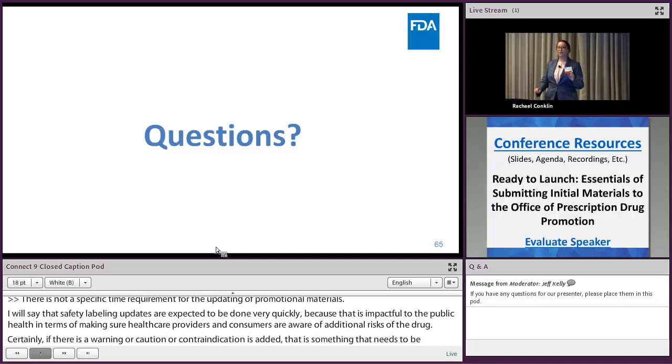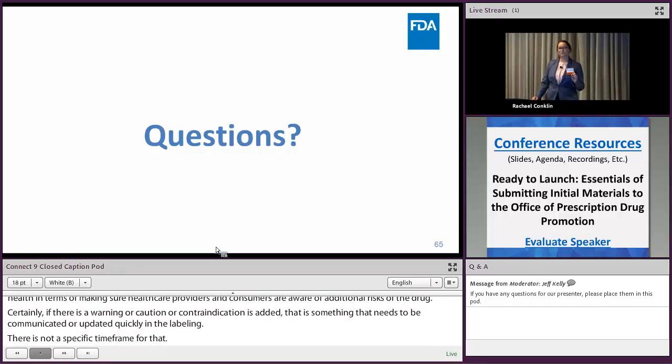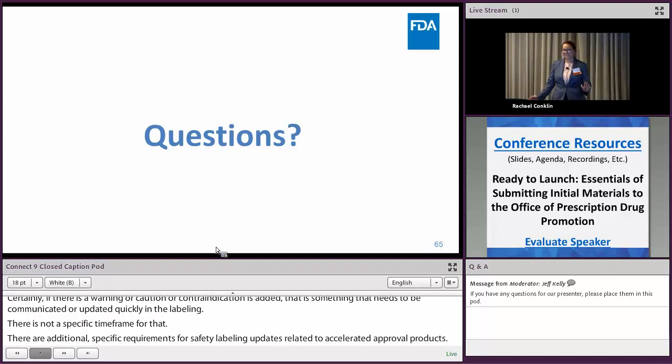There are additional specific requirements for safety labeling updates related to accelerated approval products, but unless somebody wants me to specifically go into that, I won't. But just be aware of that, and if you have questions, call your OPDP reviewer.